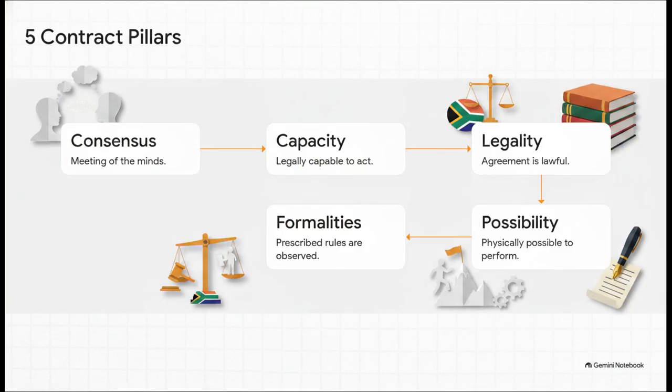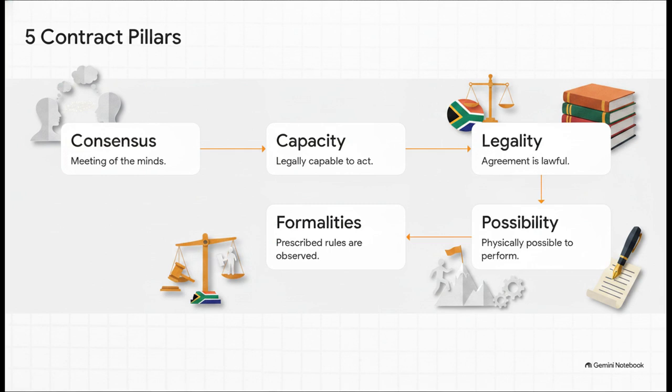Once you have that solid consensus, here are the other 4 pillars you need. Step 2. Both parties must have the legal capacity to act, meaning the law actually recognizes them as capable of entering a contract. Step 3. The agreement has to be legally possible, as in lawful. Step 4. It actually has to be physically possible to perform the duties.